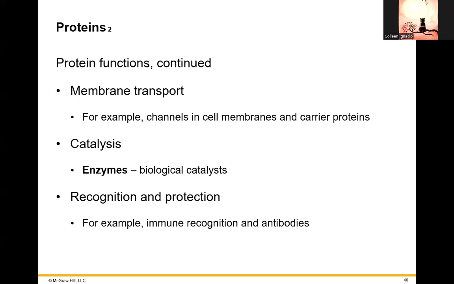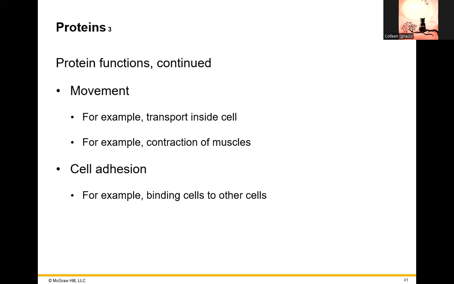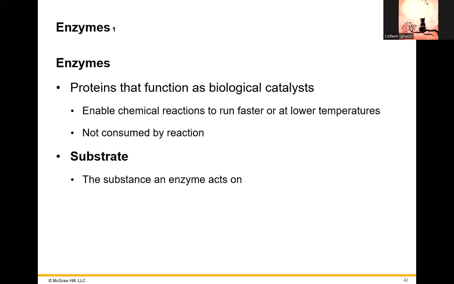Okay, so recognition and protection. Proteins are important because they help with immune recognition as well as the antibodies. Proteins are also important for movement, again, with the transporting items in and out of the cell. And proteins are important to help with the contraction of muscles. And proteins help with the adhesion for cells binding to other cells.